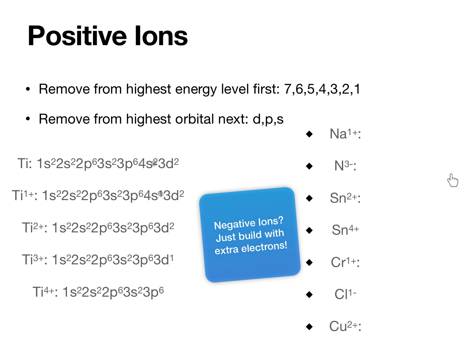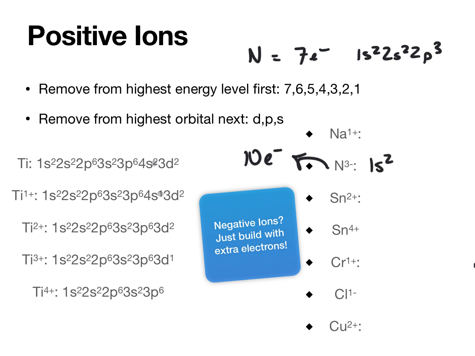So let's take, for example, nitrogen 3-. Nitrogen has 7 electrons, so that's 1s2, 2s2, 2p3. That's 7 electrons. But I want 3 additional electrons because this is a 3- charge. And so instead of 7, now I have 10. I'm just going to add those electrons into the p orbital until I have 10 total electrons. So I have 1s2, 2s2, 2p6.